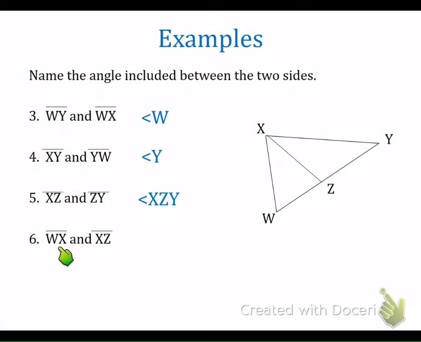All right, WX and XZ. So WXZ. You need all of them. You could do ZXW if you wanted. How come you need all of them again? Because there's another angle X. Like here's an angle X. So we could tell which one we're talking about. You have to use all three letters.